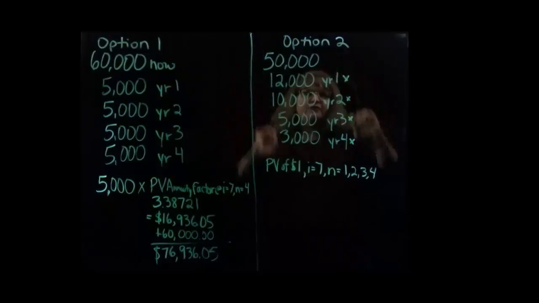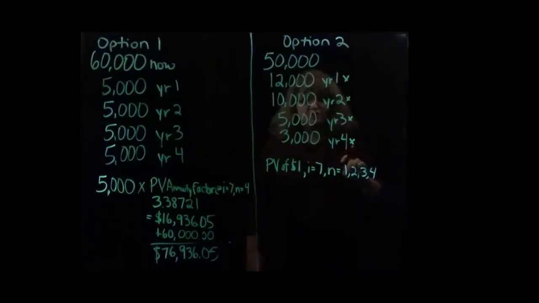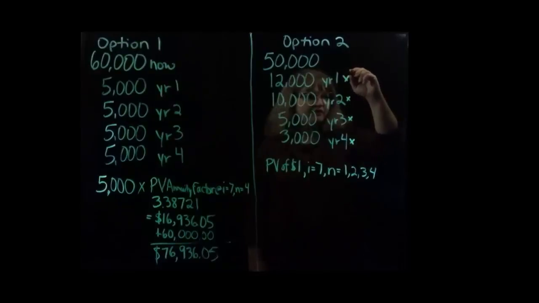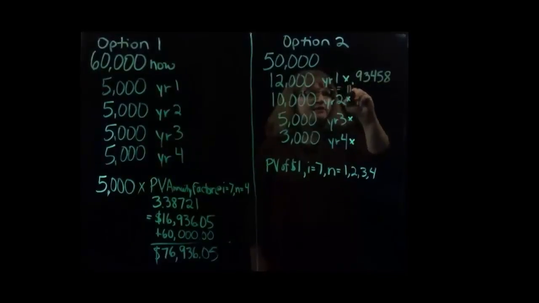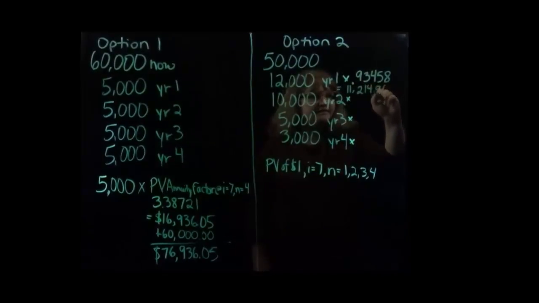First of all, the $50,000 is already at present value, so we don't need to use any tables for that. The present value of $50,000 today is $50,000. The present value of $12,000 1 year from now is going to be the $12,000 times the present value factor at n equals 1 and I equals 7, and that factor is 0.93458. That gives us $11,214.96. So we'll put a little asterisk there.